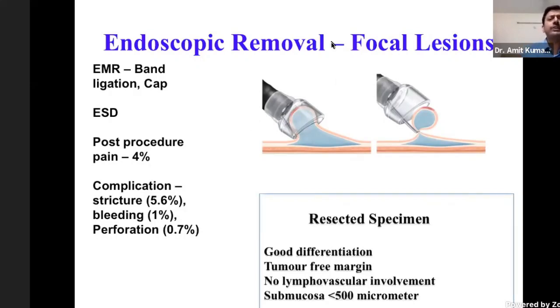In terms of endoscopic removal of lesion, the lesion can be removed by EMR, which is endoscopic mucosal resection. You have the band ligation or the cap technique. The cap technique is shown here, where you have the snare at the end of the cap. The lesion is sucked in, then you close the snare and you resect the lesion. Or you can do an ESD. ESD is technically more demanding, but it gives you an en bloc resection. Now, with these procedures of EMR, ESD, there may be complications like strictures, bleeding, etc. So we have to be aware of that.